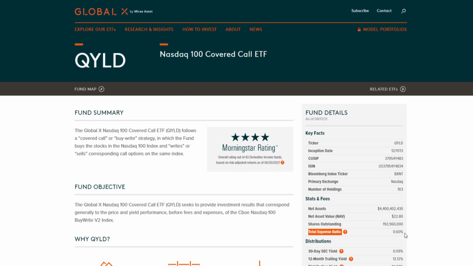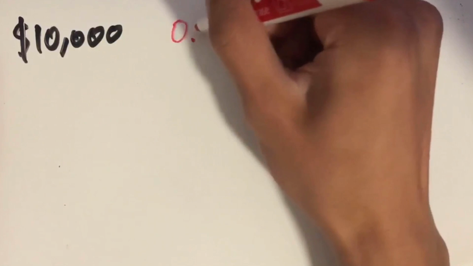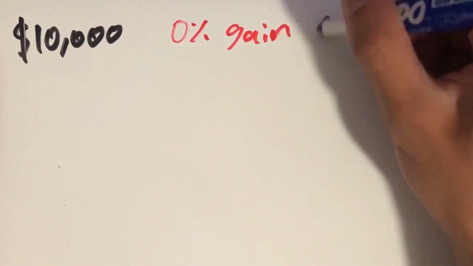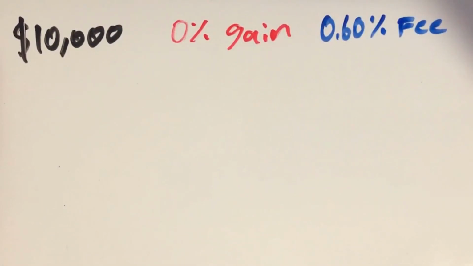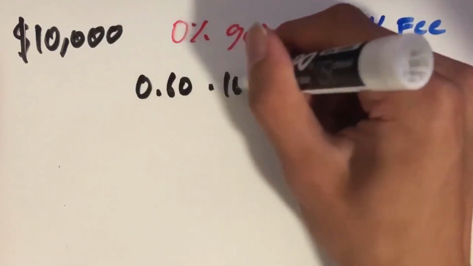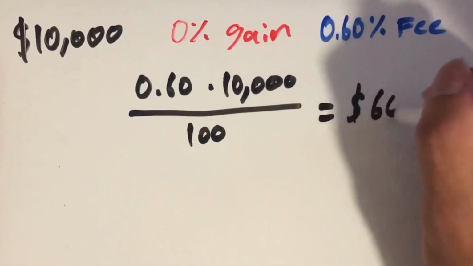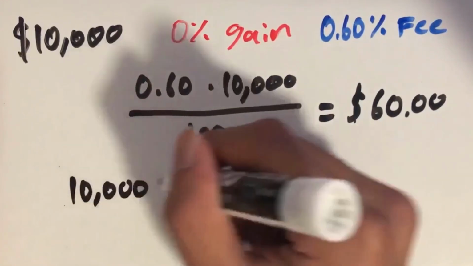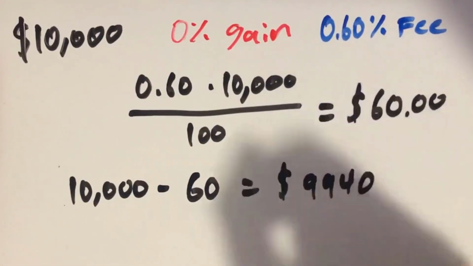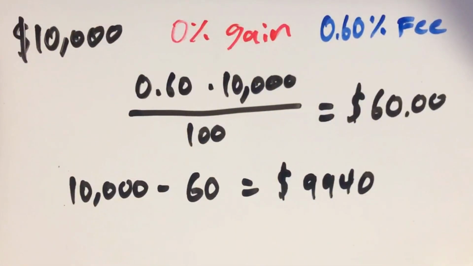So let's do the math real quick. If you owned $10,000 of QYLD and it goes up by 0%, you would have $9,940. That is definitely a bit more loss to fees than VOO. But what happens if I add in the dividends?